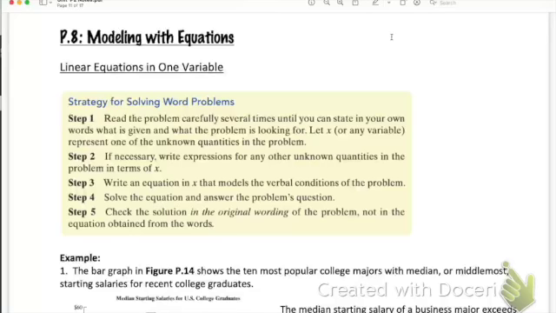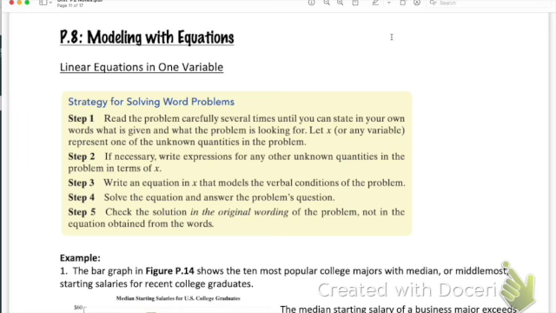This section is all about modeling with equations. And so modeling is always just taking real world situations and using algebra to model the world around us. And so we've spent the last section, P7, talking about how to solve all types of equations. And so we're going to kind of put all of these into a context in this section.